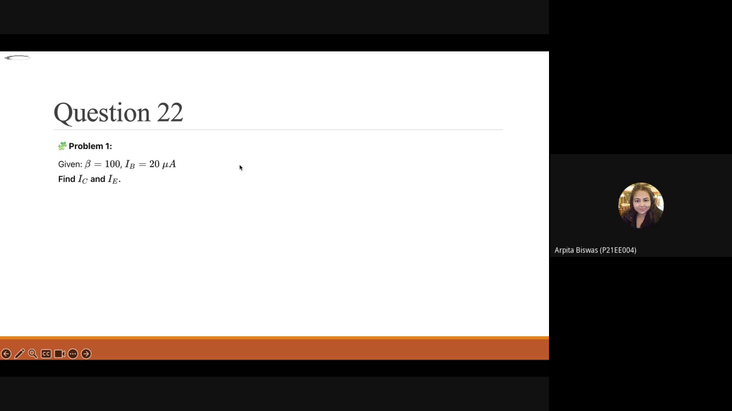Now tell me. Ma'am, we can use the IE relation: IE is equal to IC plus... Yes, IE equal to IB plus IC. So here the IB is given, like IB is 20 microamps, and IC we have already calculated, 2 milliamps. So what is the value of it? 2.02 milliamps, right? Yes. Let's see.